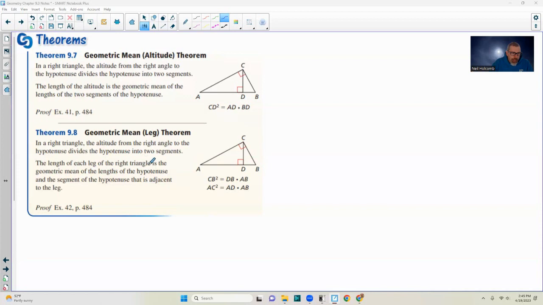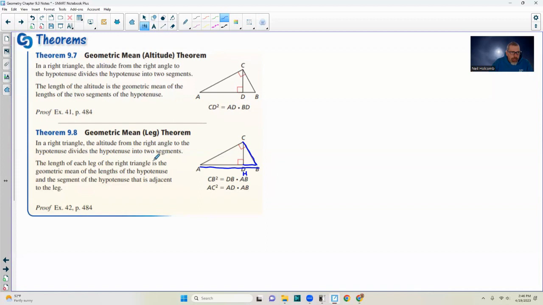The length of each leg of the right triangle is the geometric mean of the lengths of the hypotenuse and the segment of the hypotenuse that is adjacent to the leg. Okay, the hypotenuse here is AB. This is the hypotenuse, just so you get this clear. CB is here, and the altitude is CD. They didn't use CD, they used CB. So what are they using here? They're using CB, and they're squaring it. They're using DB, and they're using AB.